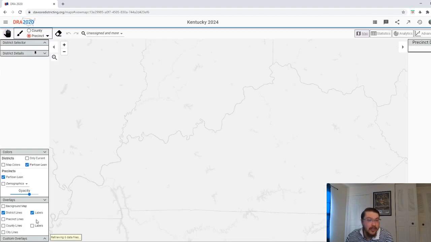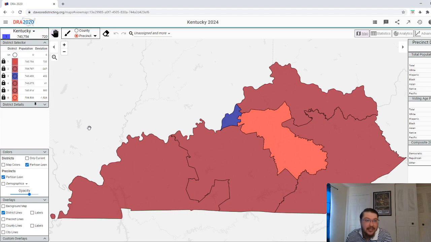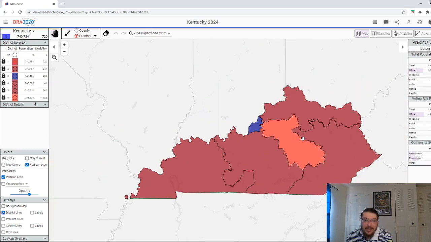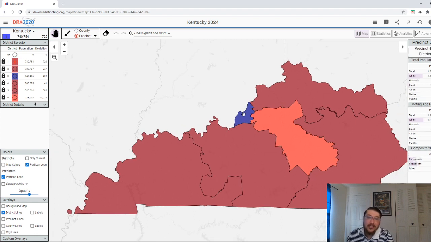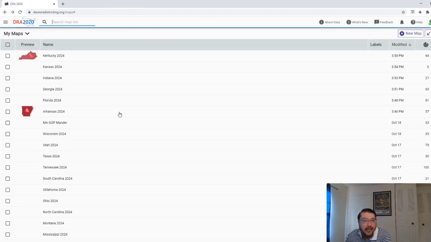Kentucky's actually looks very good to me. I think it looks reasonable and not just a completely ridiculous looking map, as you can tell. Yeah, there's a little bit of a mess right here, but what are you going to do about it? This is, of course, Louisville, and the 6th is... Yeah, it could be competitive depending on the year.